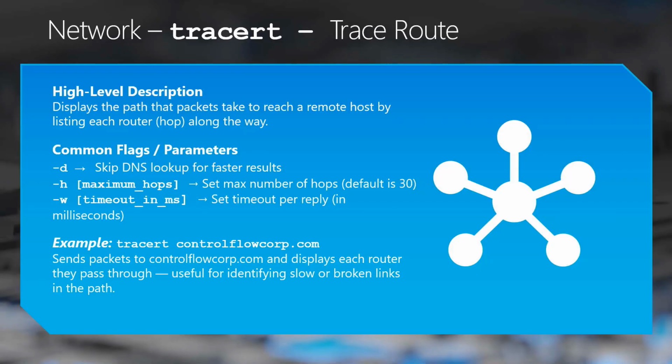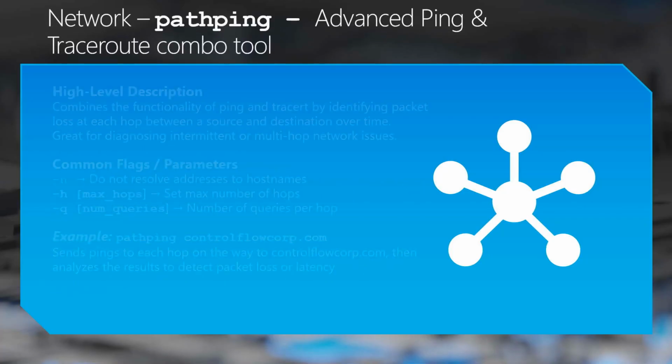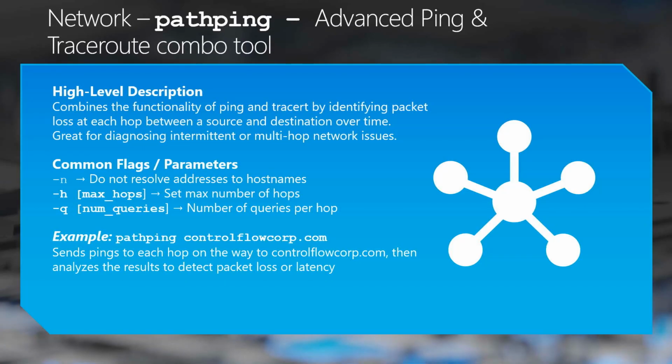Traceroute gets you detailed information about the path and devices that your request goes through to a remote host. Typically, every router along the way will give you information about that path. And then PathPing combines the functionality of ping and traceroute.